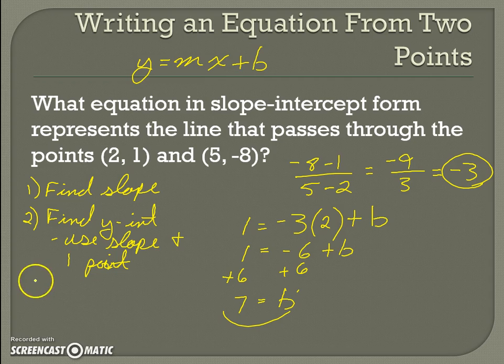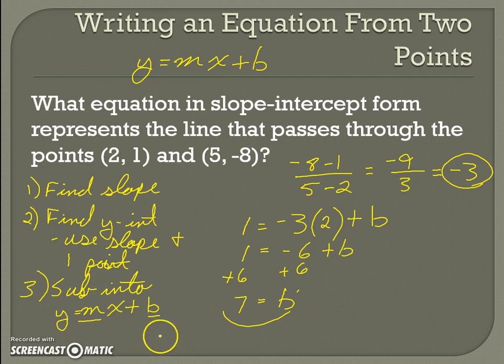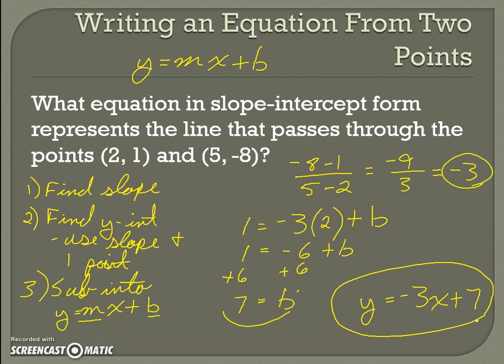And then the last thing that I do is you're going to substitute into y equals mx plus b. The only things that you're substituting in are the m and the b. The y and the x are always there. So I'm going to write y equals my slope, that's m, -3x, and then my y-intercept, plus 7. And that is how you write that from 2 points.